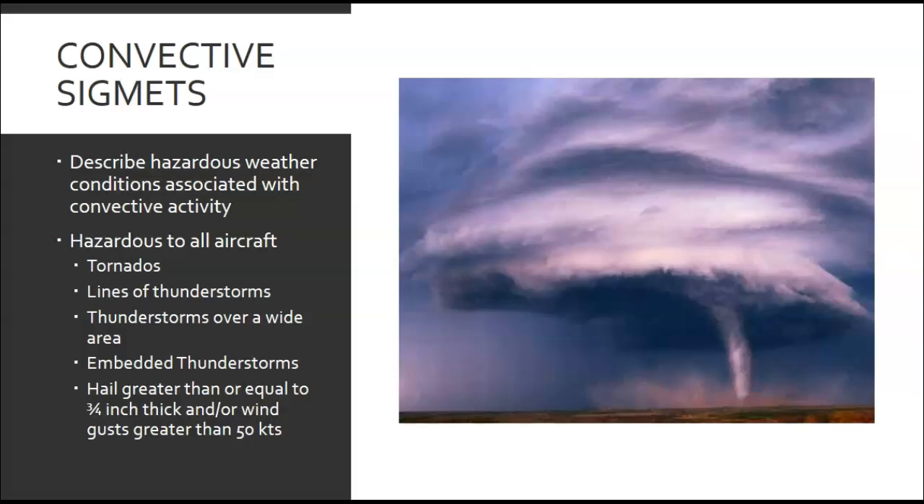Whenever you see the word convective or convection, it refers to thunderstorms. So a convective SIGMET is hazardous weather conditions associated with thunderstorm activity or convective activity. This is weather that's hazardous to all aircraft: tornadoes, lines of thunderstorms, thunderstorms over a wide area, embedded thunderstorms, hail greater than or equal to 3/4 of an inch, and wind gusts of greater than 50 knots.